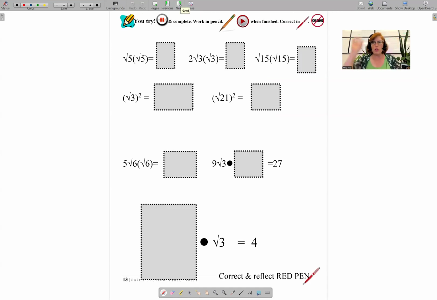All right, friends, take the training wheels off. Zoom through this page as fast as you can. Pause the video.